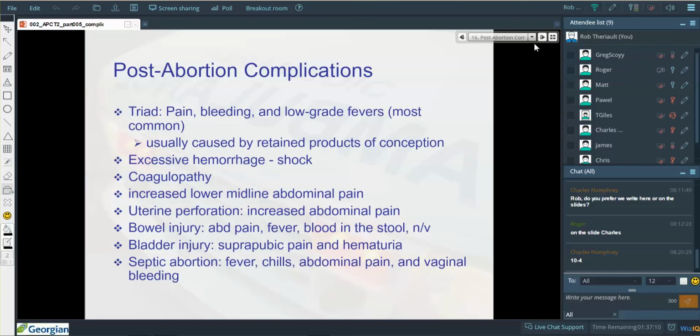And with a septic abortion, they may be septic. So fever, chills, abdominal pain, either fever or hypothermia, pain and vaginal bleeding. And then failed abortion would be continued intrauterine or ectopic pregnancy.